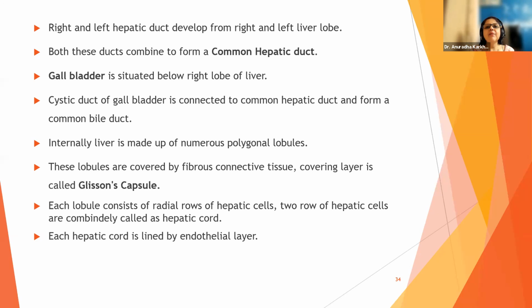These lobules are covered by fibrous connective tissue. The covering layer is called as Glissen's capsule. So my dears, please remember, many students get confused कि liver is covered with Glissen's capsules. No, bacha. Liver is covered by peritoneum. Liver ka internal part will be covered, having polygonal structures which will be covered by Glissen's capsule. Is it fine? So every polygonal lobule will be covered with a Glissen capsule.